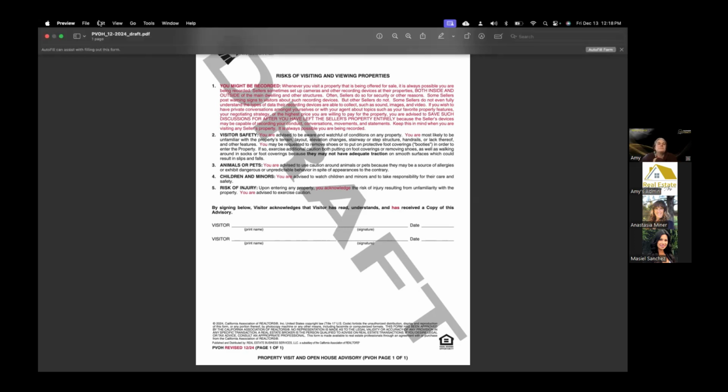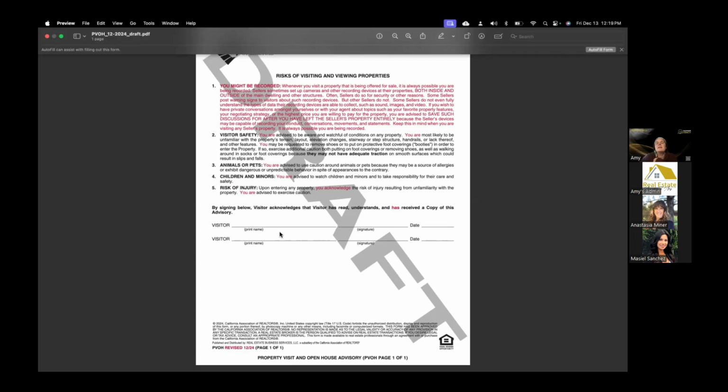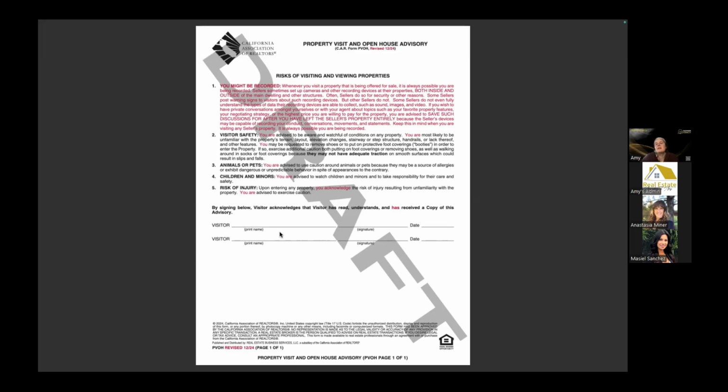PVOH. What I did was I printed this up and I put it in an acrylic stand. And when they're signing in on the open house form, this is right next to it. Nice. Is that okay, or do they have to sign it? This one doesn't have to be signed. This one I would utilize with my BRBC.